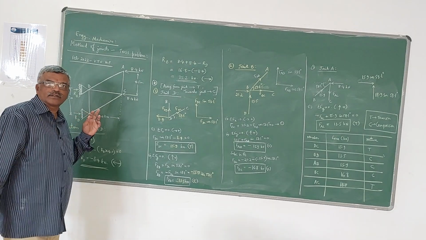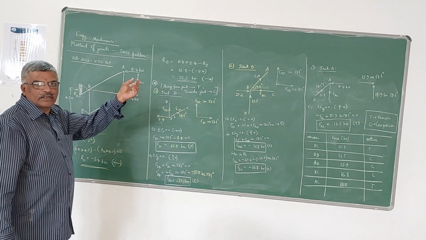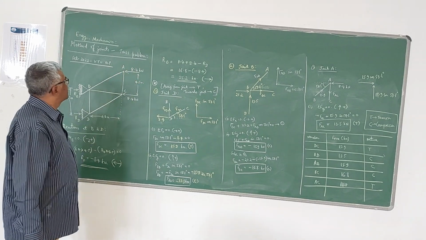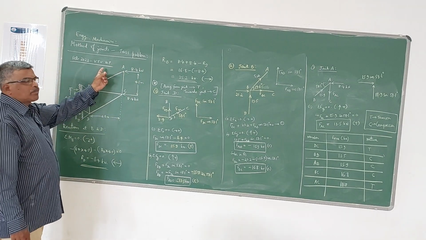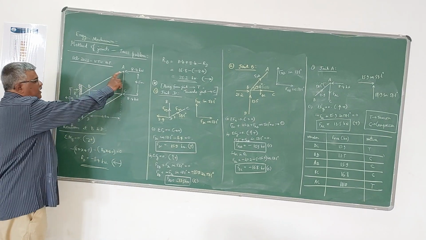So in this class, we will discuss a problem of analyzing a truss using the method of joints. This is a UTF question paper problem, February 2022. So this is the given truss.